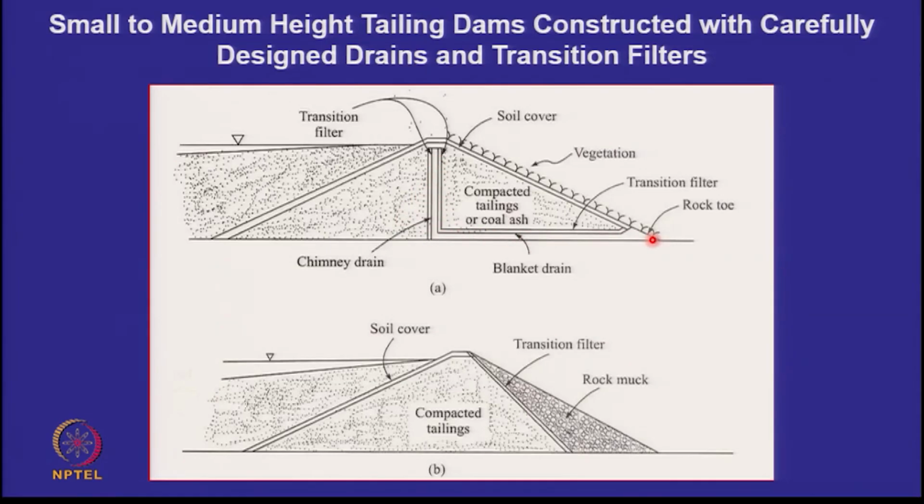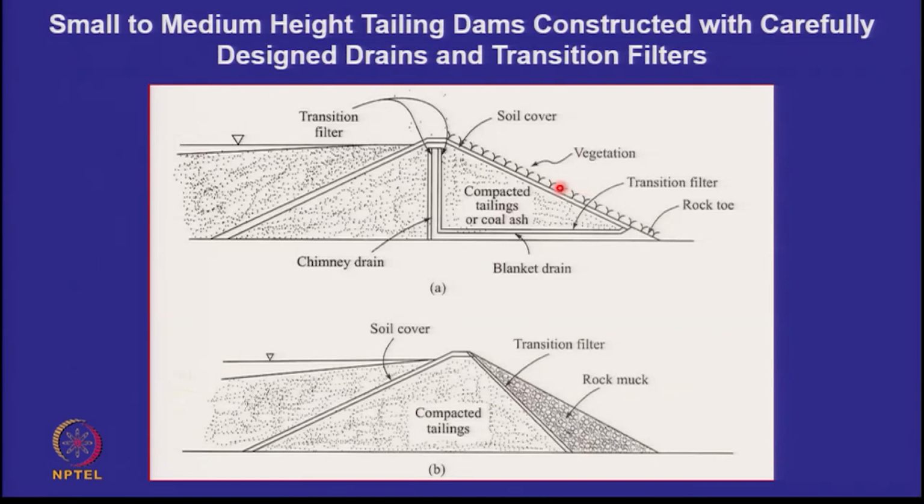If you don't make proper drains, it is not going to work, and most important is if you don't make the transition filters between the drain and the ash or the mine tailings. So transition filter design as per the filter criteria is extremely important. Having a rock toe is extremely important, and having a soil cover to encase and vegetation on it.